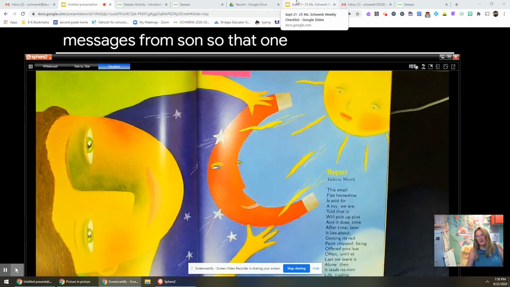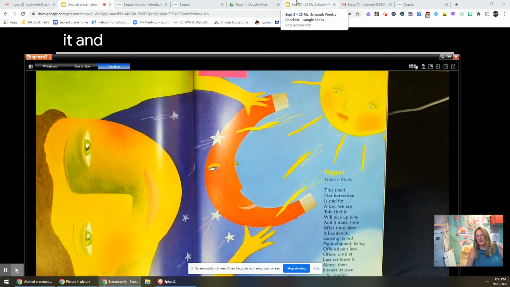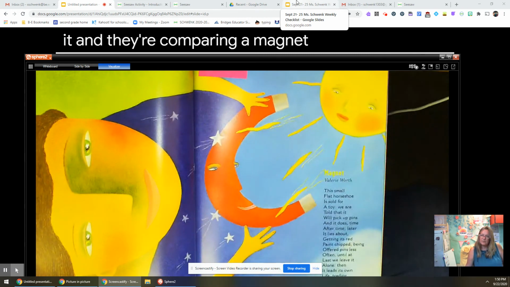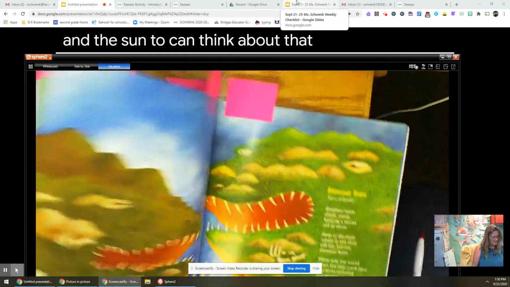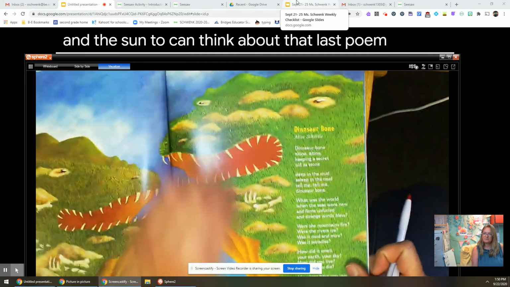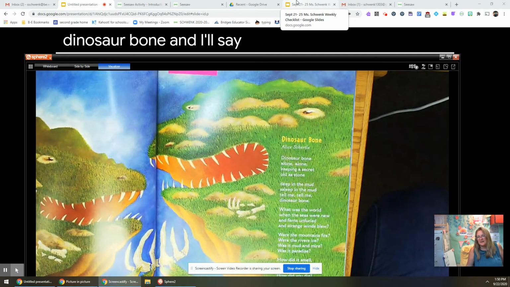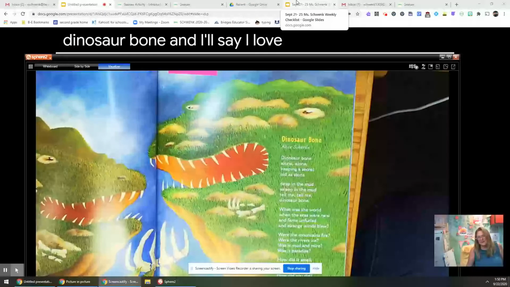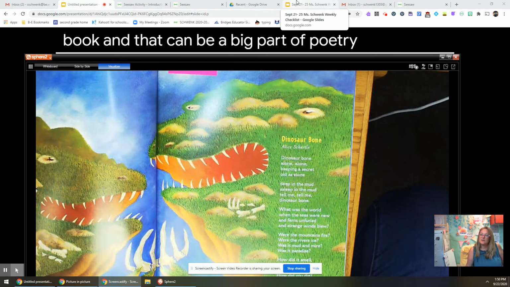So that one hardly had rhyming in it. And they're comparing a magnet to the North Pole and the sun. So you can think about that. This is my last poem, Dinosaur Bone. And I'll say, I love the pictures in this book, and that can be a big part of poetry, is what goes along with it.